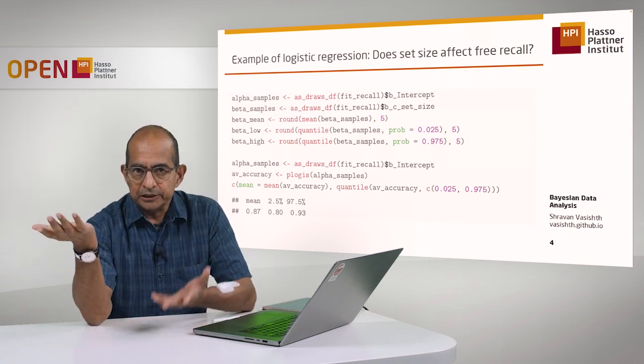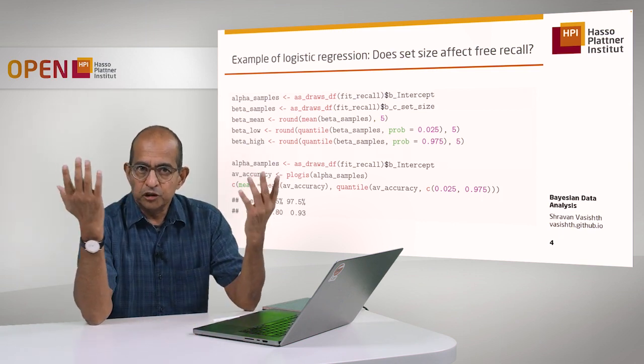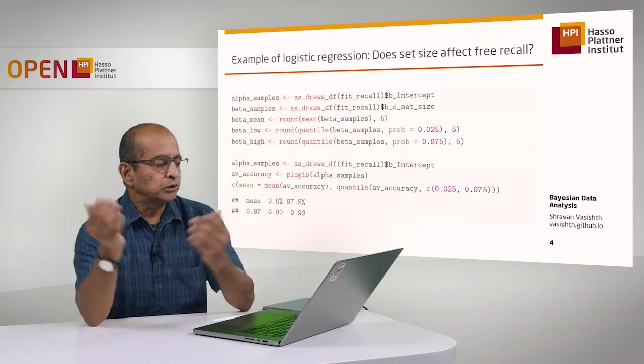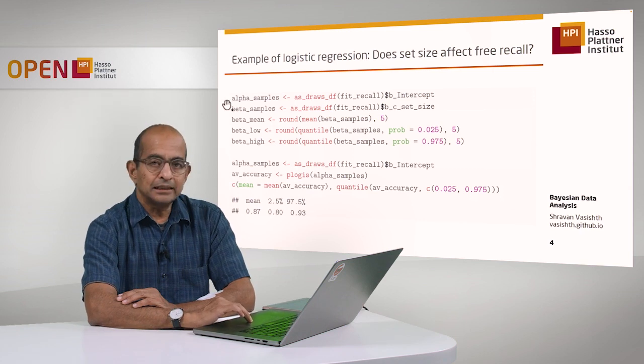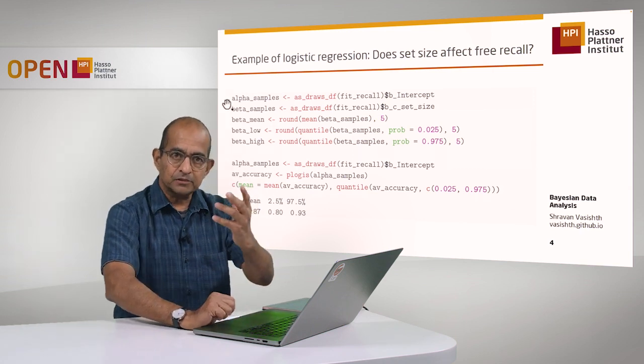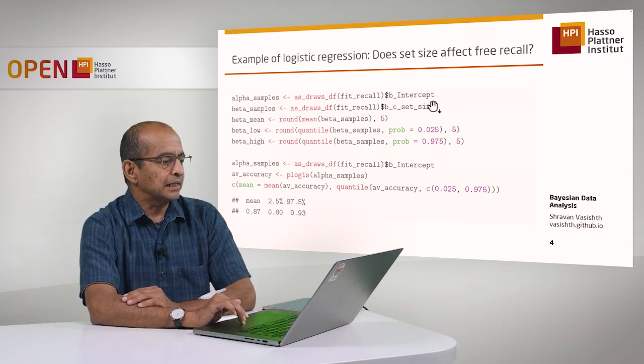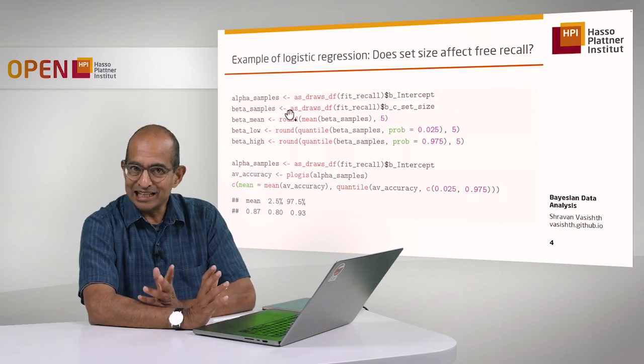Again, as before, we are in the log odds space. We don't know how to interpret it because we are human beings. We would interpret everything in the probability space, but we can back transform. We know how to do that. First, I extract the alpha samples, the intercept samples from the posterior distribution from the fitted model. I extract the samples for the intercept, extract the samples for the slope, and then I'm ready to go.